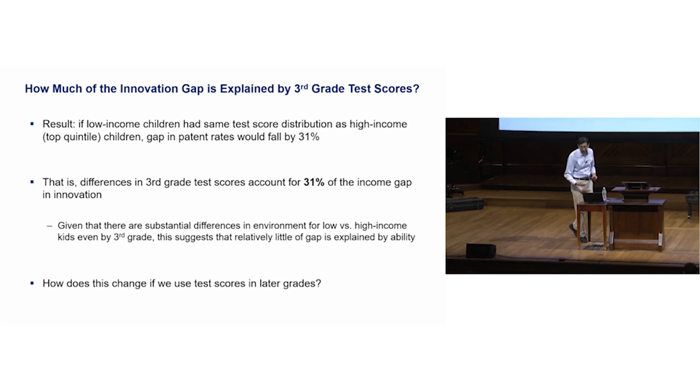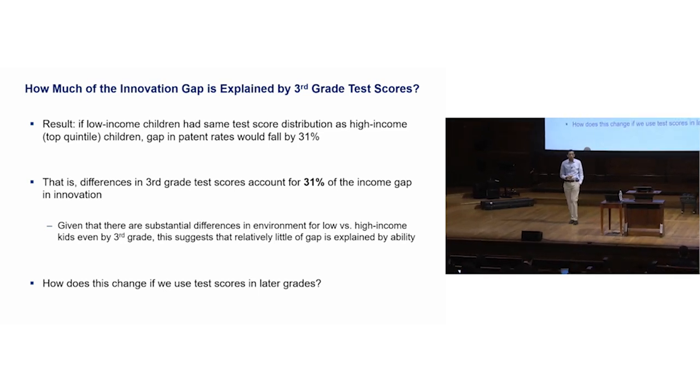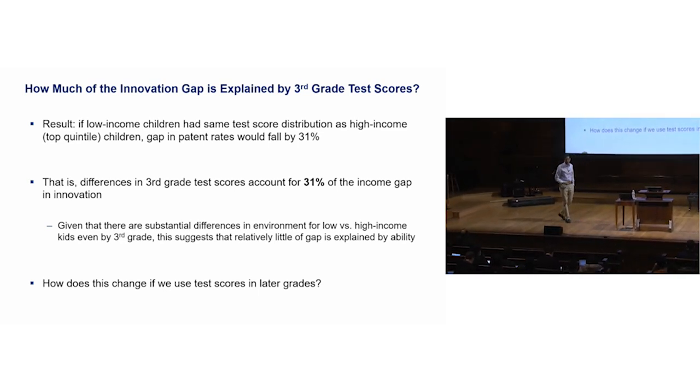But jumping now to the result of what you get from this in this context, what you find here is if you do this propensity score reweighting, you find that if low-income kids had the same test score distribution as high-income kids, the gap in innovation rates by parental income would fall by 31%, okay? So 70% of it would remain, and about 30% of it would be closed. That is, 30% can be accounted for by the differences in third grade test scores across low versus high-income kids.